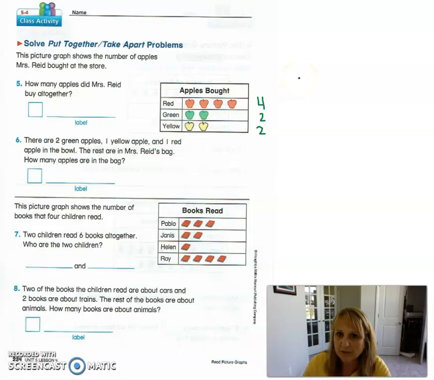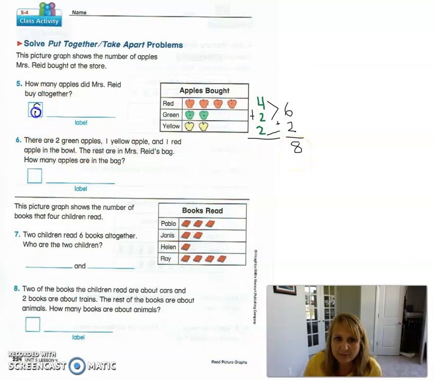What do you think we would need to do? Go ahead and pause the video for a minute while you figure that out. Okay, are you back? There's a couple of different ways we could have figured it out. We could just count all the apples, right? 1, 2, 3, 4, 5, 6, 7, 8. But what if the number was lots bigger? We would want to add those numbers together. So that's what I did. I took the 4 red apples plus 2 green apples, which equaled 6. Then I added the 2 yellow apples, and 6 plus 2 equals 8.